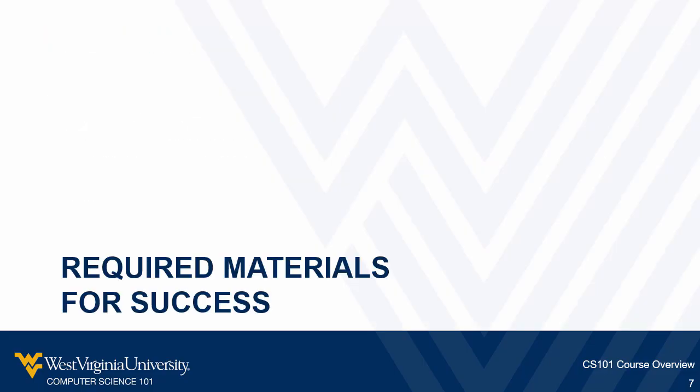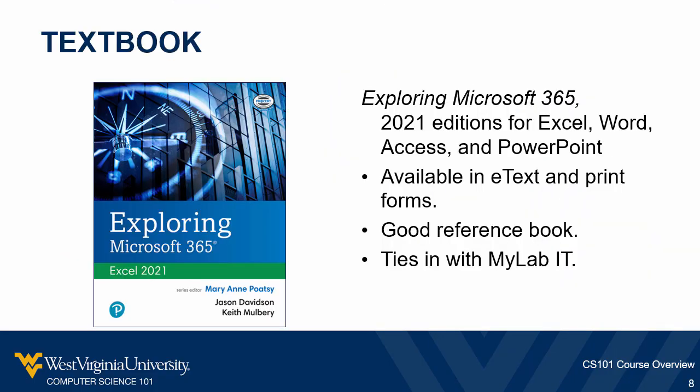With those basics out of the way, let's talk about the materials that you're going to need this semester. We're using products from the publisher Pearson, based on their Exploring Microsoft 365 series of textbooks and software. You're going to have access to e-text versions of their books for the 4 Microsoft 365 or Office applications that we cover: Excel, Word, Access, and PowerPoint. These are very good reference books, but we don't require you to do readings from them. If you do want to read from the textbook, for each lecture, we do list pages from the textbook that tie in with the content for that lecture.